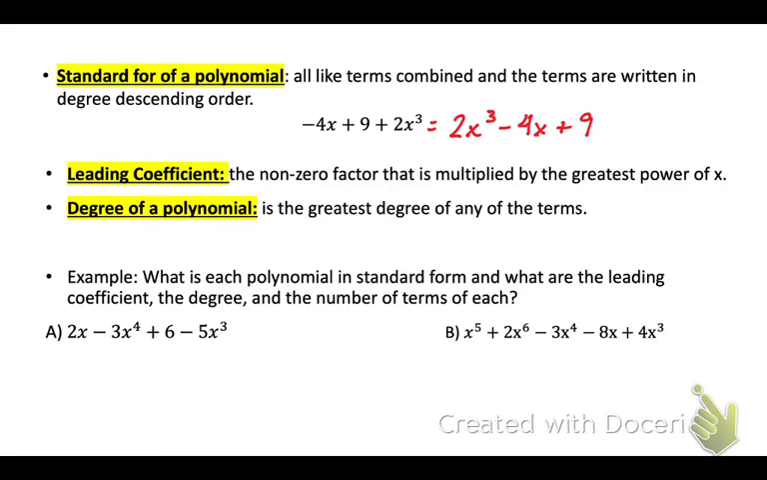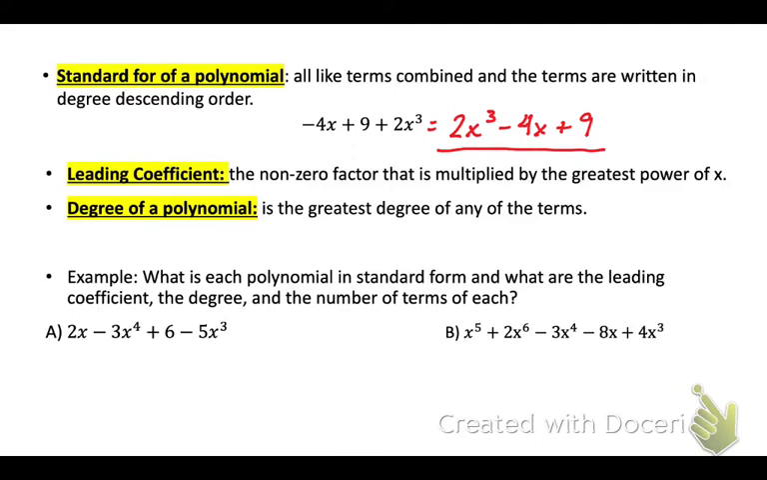Okay, leading coefficient is the non-zero factor that is multiplied by the greatest power of x. So in this polynomial right here, what is the leading coefficient? 2. Leading coefficient is 2, correct? Now, negative 4 is also a coefficient, but is it the leading coefficient? No. And a leading coefficient cannot be found until it's put in order.